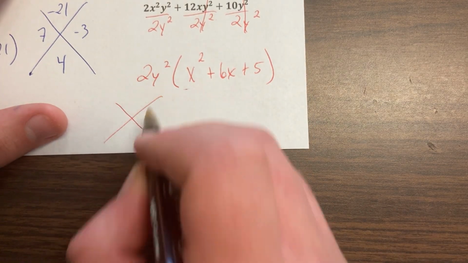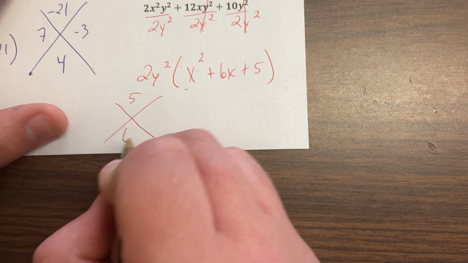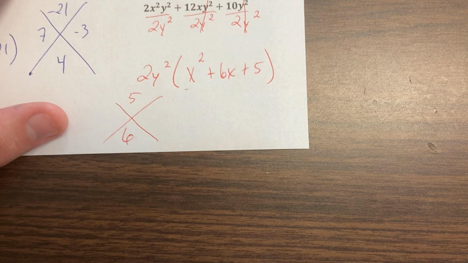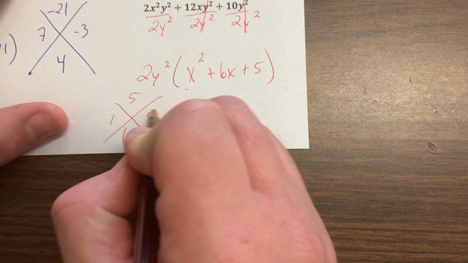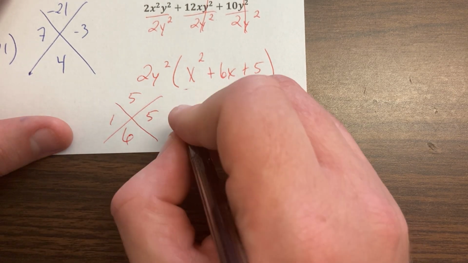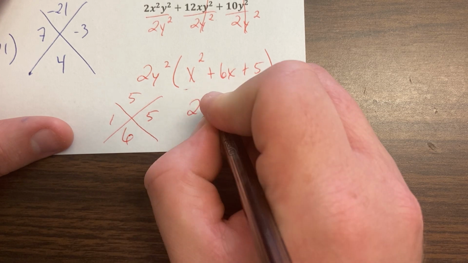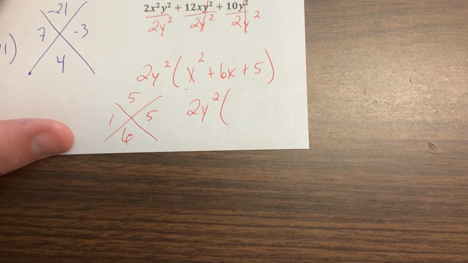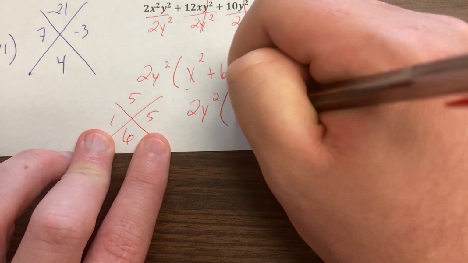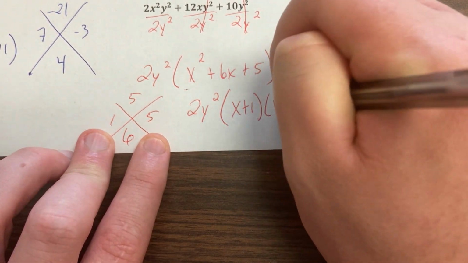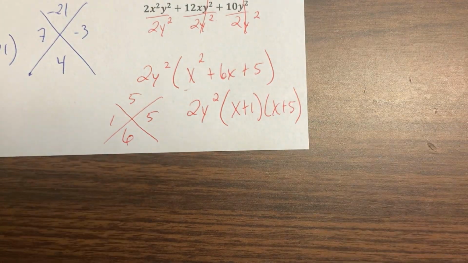So all I need is the diamond. 5 goes up, 6 goes down. What multiplies to get 5 and adds to get 6? Well, 1 times 5 is 5, and 5 plus 1 is 6. So now, in order to write my factors, the 2y squared is still part of it, but now I have these 2 factors of x plus 1 and x plus 5.